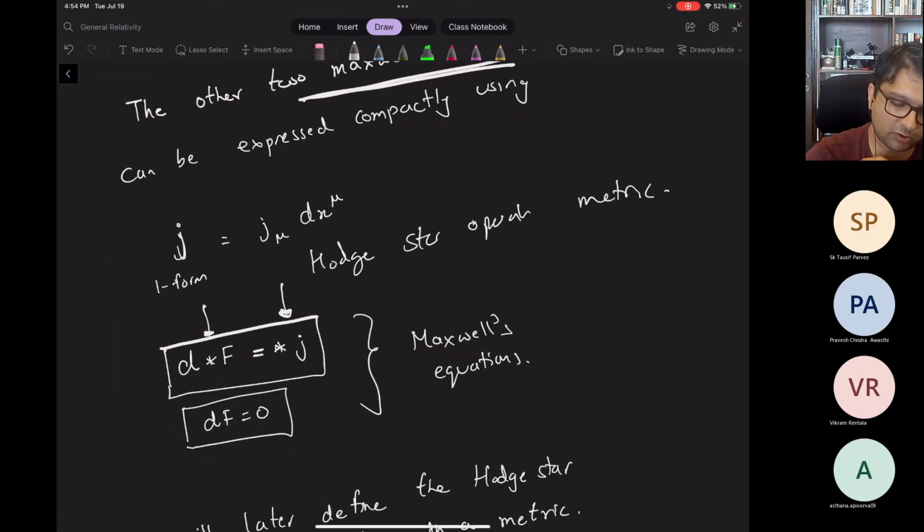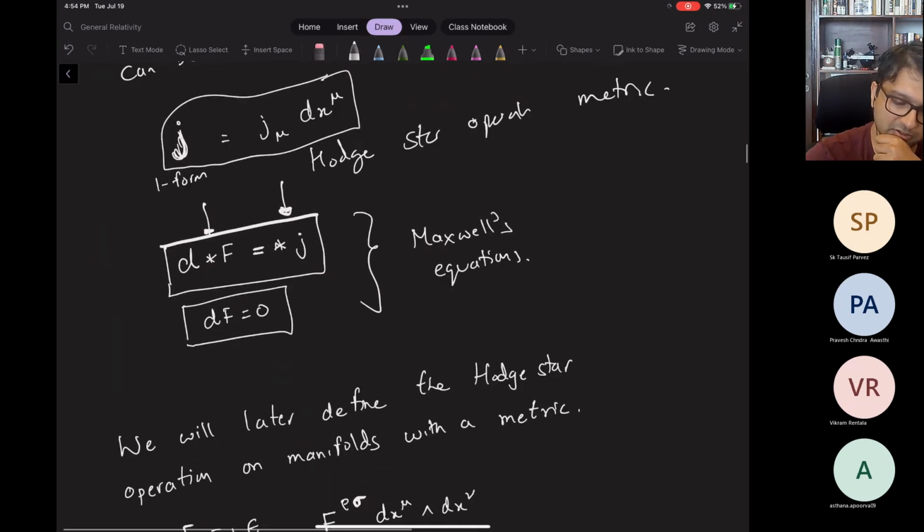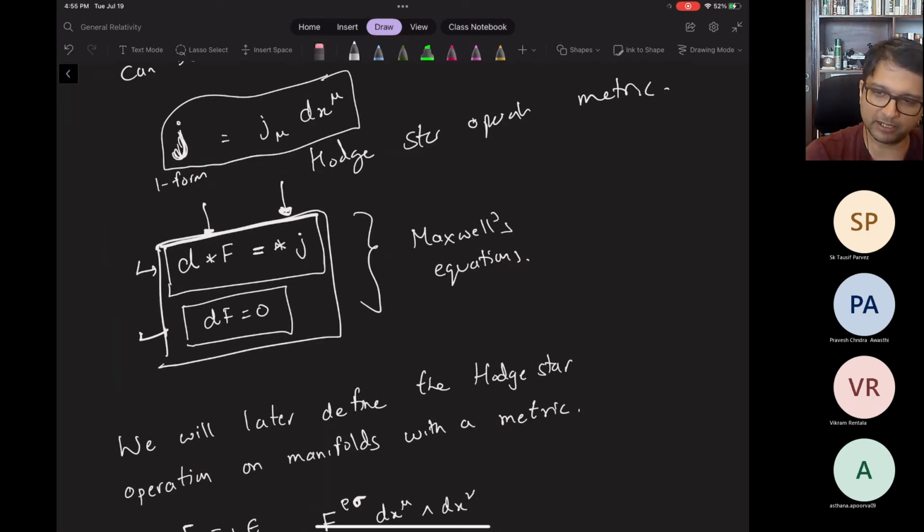And if I have a one form current, J, which is J mu dx mu, then the other two Maxwell's equations can be written. The star F is like somehow taking an epsilon on F. So d star F will be equal to star J. Basically you can write Maxwell's equations very compactly. This is all of Maxwell's equations written in the most compact way you can imagine. d star F is star J, dF is equal to 0. Okay, this has the other equations.